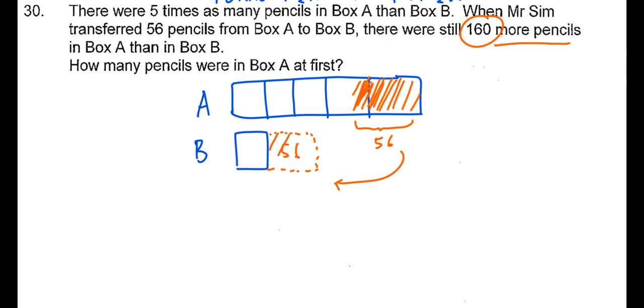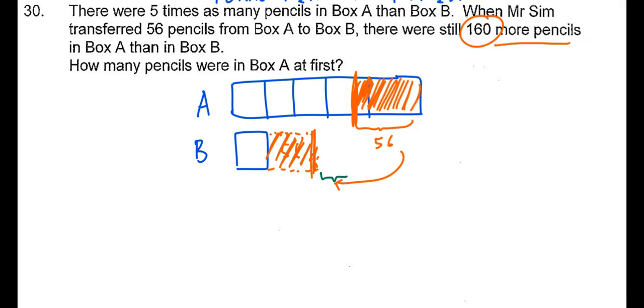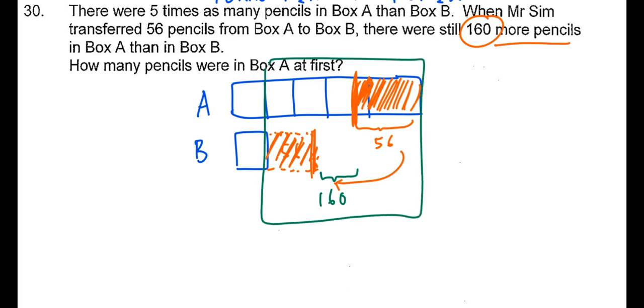Okay, now then they said there is still 160 more pencils, which means to say, after 56 has been transferred from here to here, there is still a difference. Alright, B is now going to be here. A is now going to be here. Okay, you notice there's still a big difference, right? And this difference is actually what is said in the question. 160.